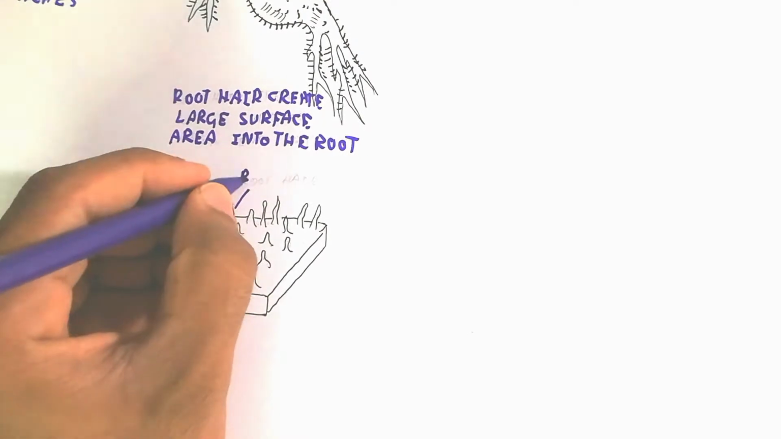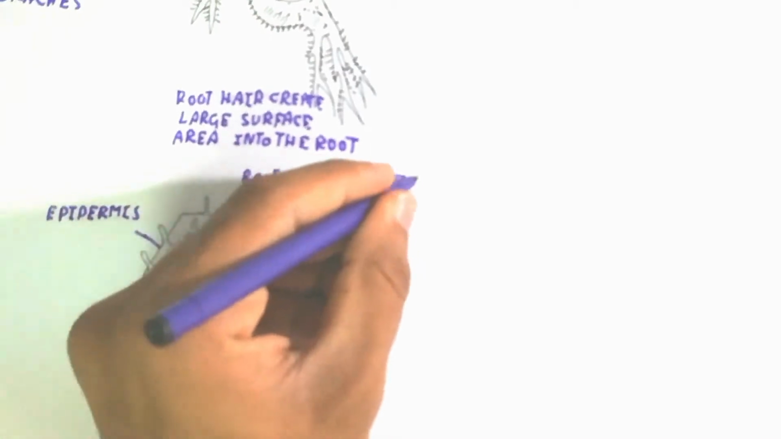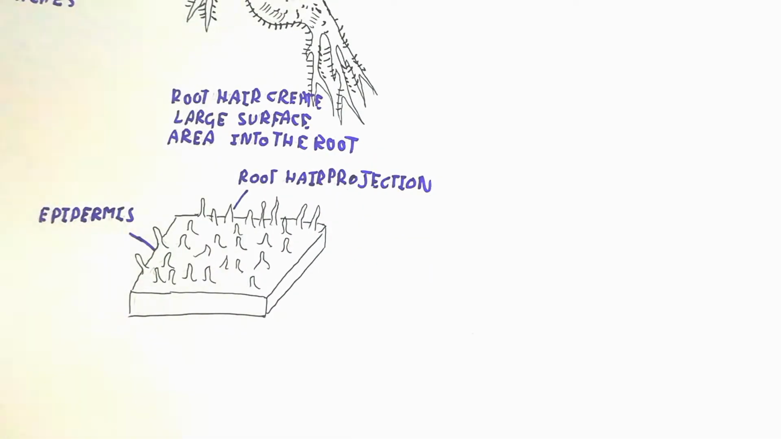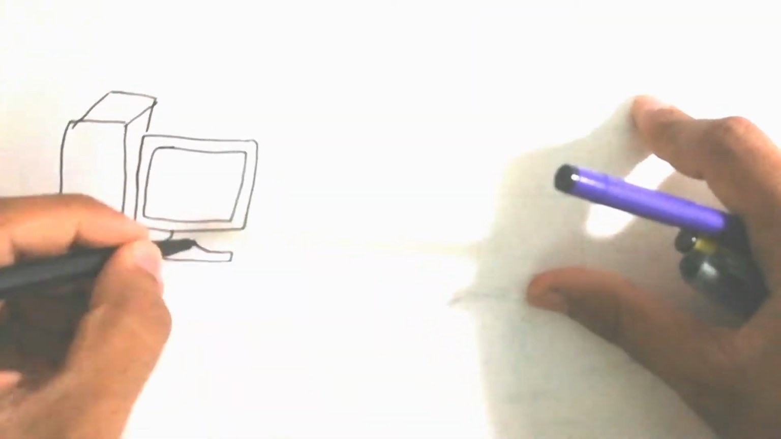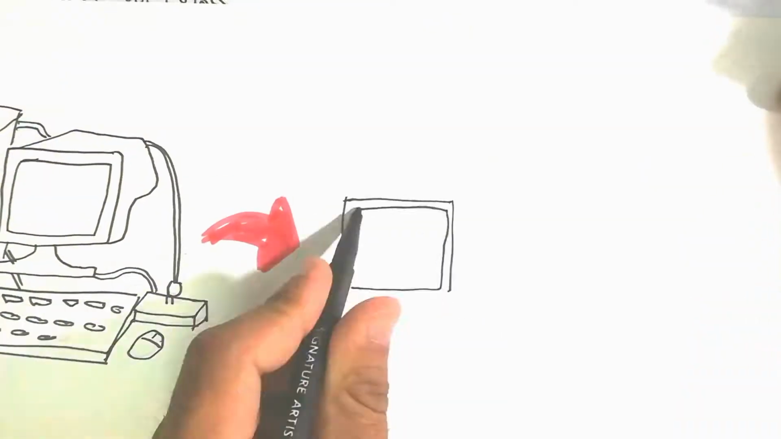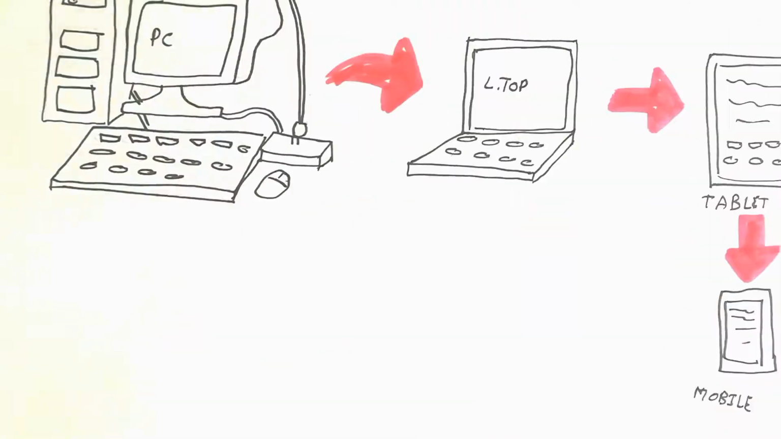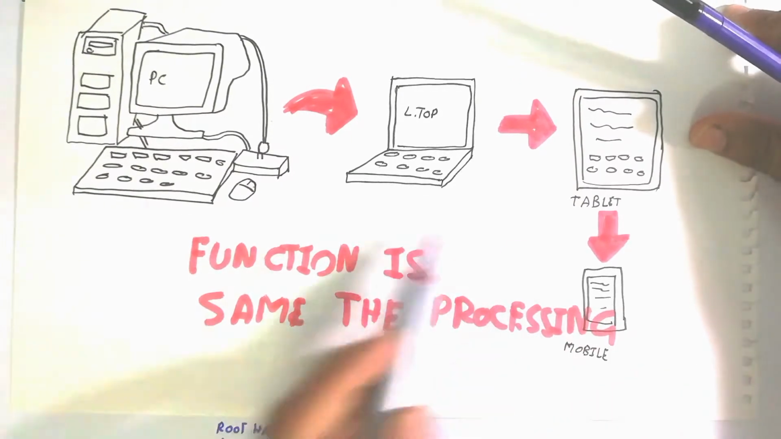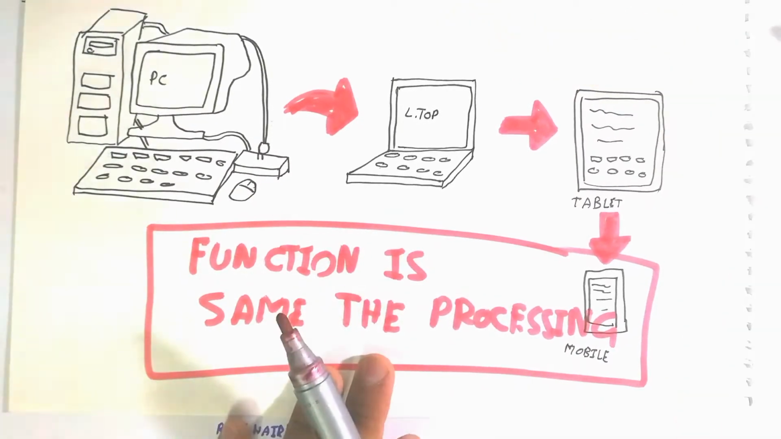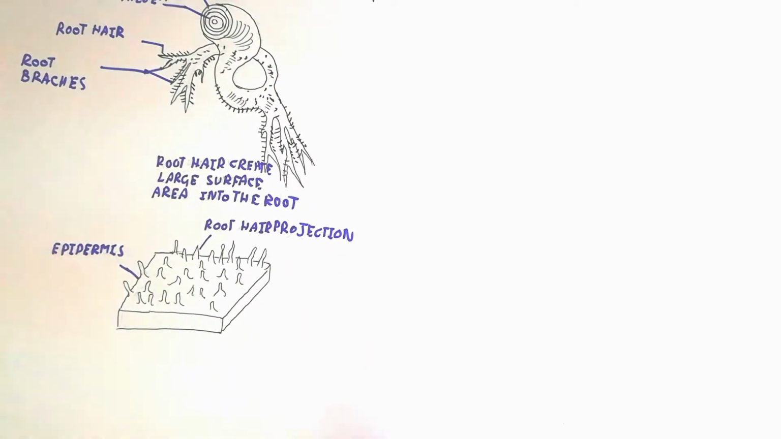For example, I will give you an example so you can imagine the function and the surface area or volume. Volume is higher in a computer, so the function is processing. But the laptop has less volume but high function, and the tablet has high function but low volume. And the mobile has even more function, because of the camera and everything, but the volume is less.